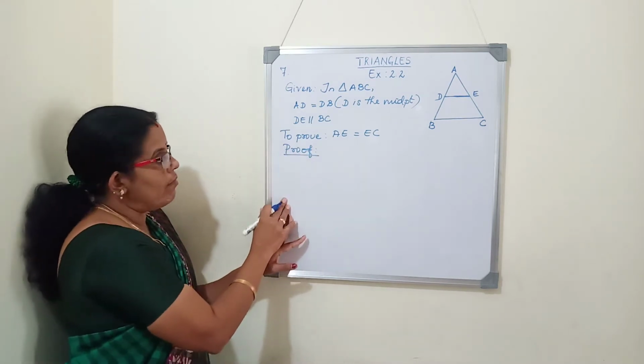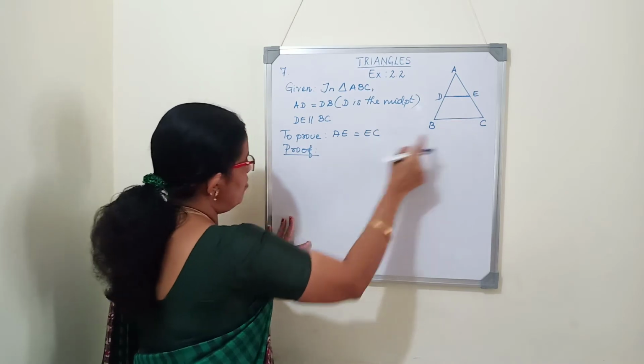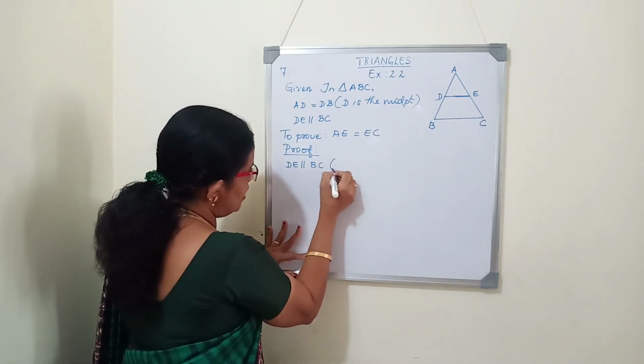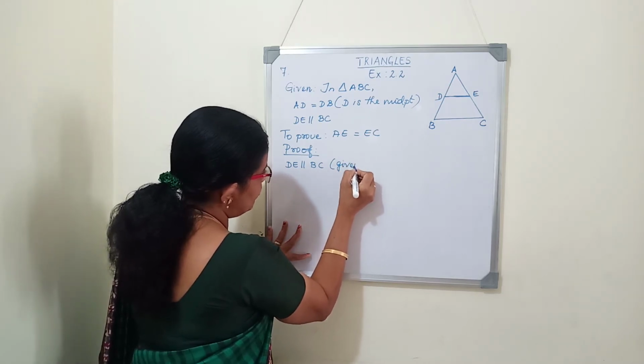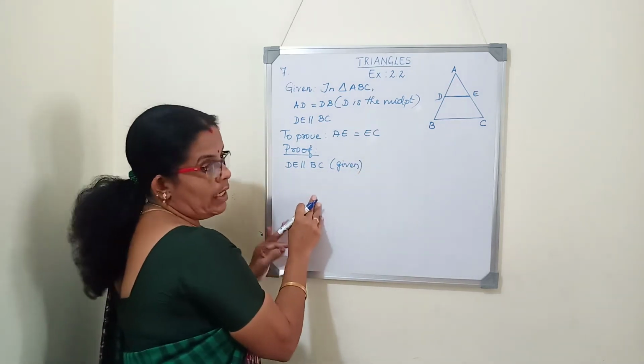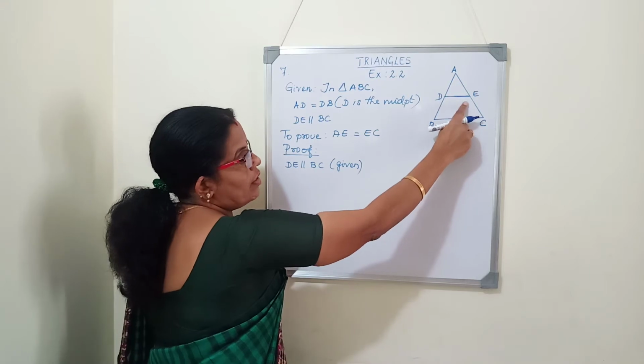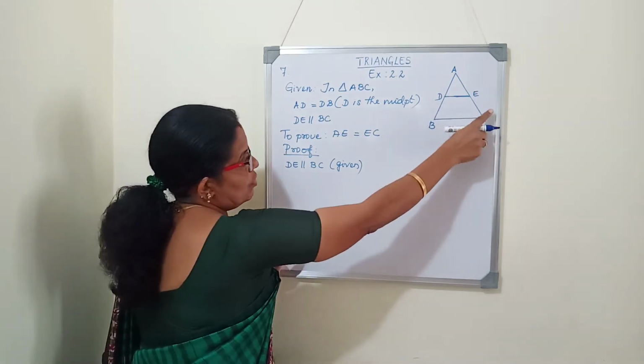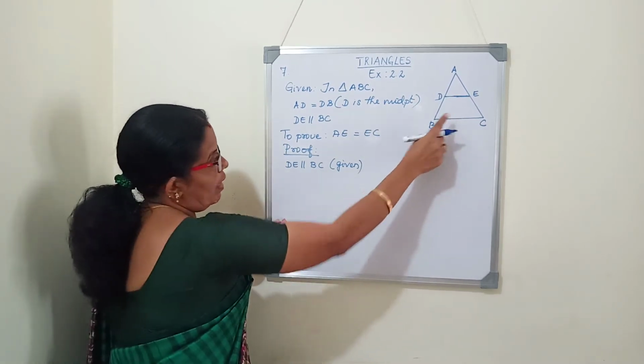It is already given that DE is parallel to BC. That we will write first. DE is parallel to BC. It is given. Now, we learned in BPT that if we draw a line parallel to one side of a triangle, then the line divides the other two sides proportionally. So, we will apply BPT.